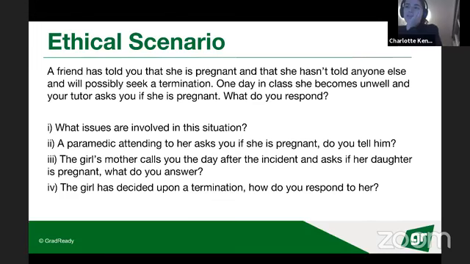All of these questions are meant to sit in the gray zone, so you need to identify that and acknowledge that, I think. Yeah. So then the next one is the girl has decided upon a termination. How do you respond to her?